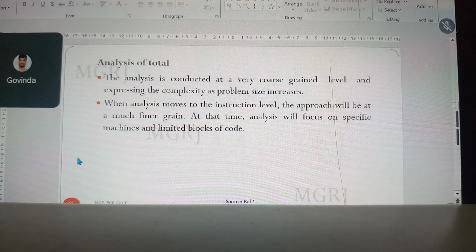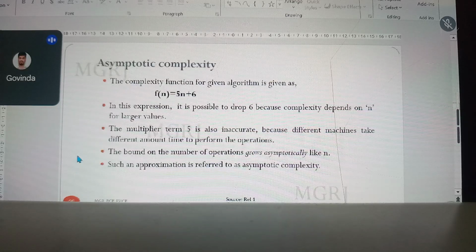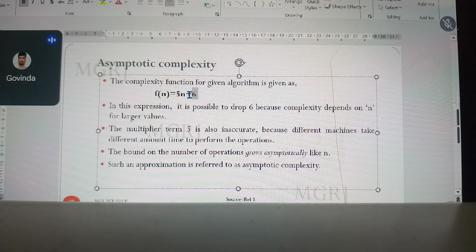Is it clear? Yes, sir. Is it clear why I dropped 6? Similarly, if you notice this expression, I told you as n increases, the significance of 6 in this expression decreases. Can you drop the 5 also, the one that is multiplying n? Can you drop 5? Even the value of 5 shown as the coefficient of n is inaccurate. Can you tell me why it is inaccurate?